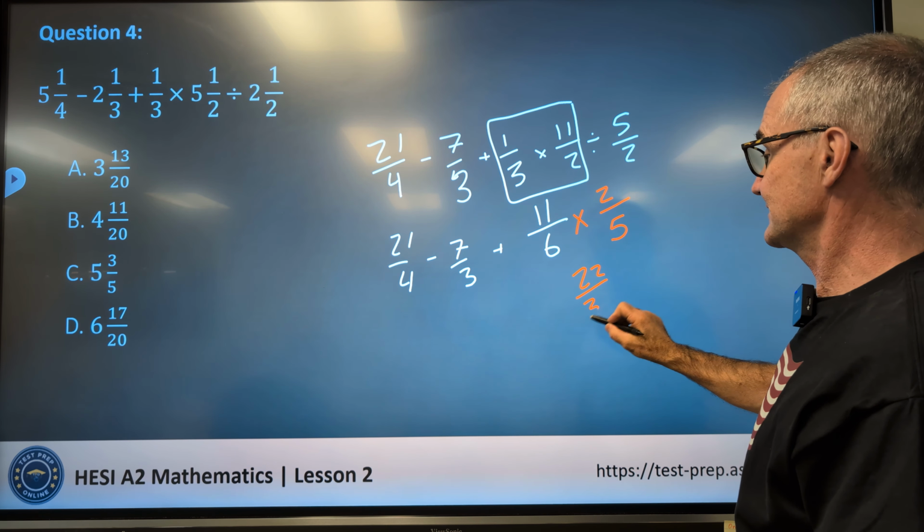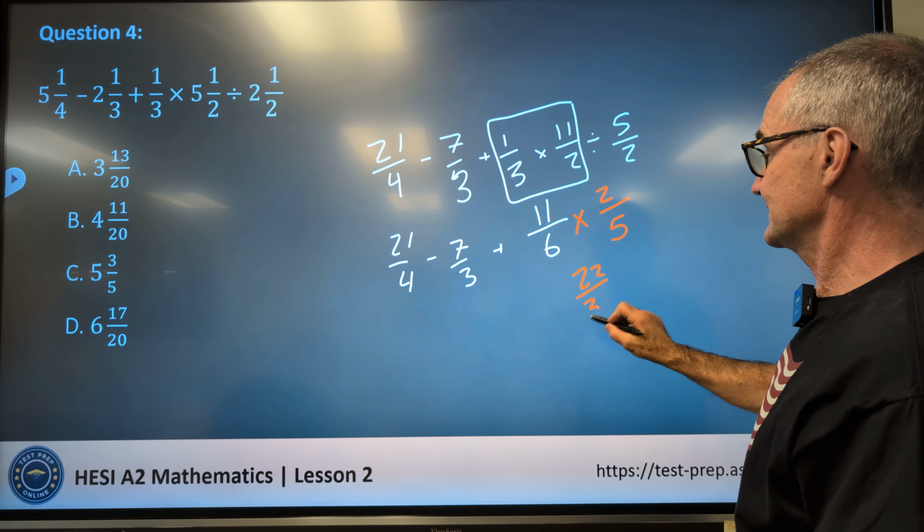21 times 15: 5, 10, placeholder, 1, 2, 5, 1, 315. So this is 315/60. Pretty hard problem. Now I have that common denominator. I got a minus, a plus. I'm just going left to right. Over that common denominator is 60.